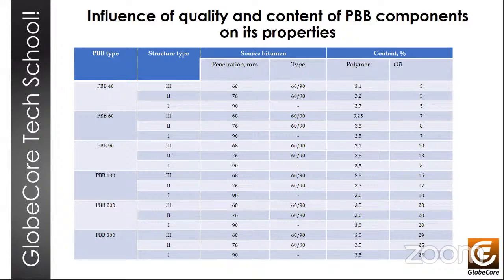An increase in the content of oil plasticizer is necessary in the following cases. If we want to reduce the brittle point, if we want to increase elasticity and extensibility at 0 degrees centigrade, and uniformity of PMB, it's necessary when working with high viscosity bitumen, for example, 40-60 road bitumen, as well as when we deal with petroleum bitumen and type 1 bitumen. We also do this to increase the workability and compaction of polymer asphalt concrete mixtures. Next slide, please.